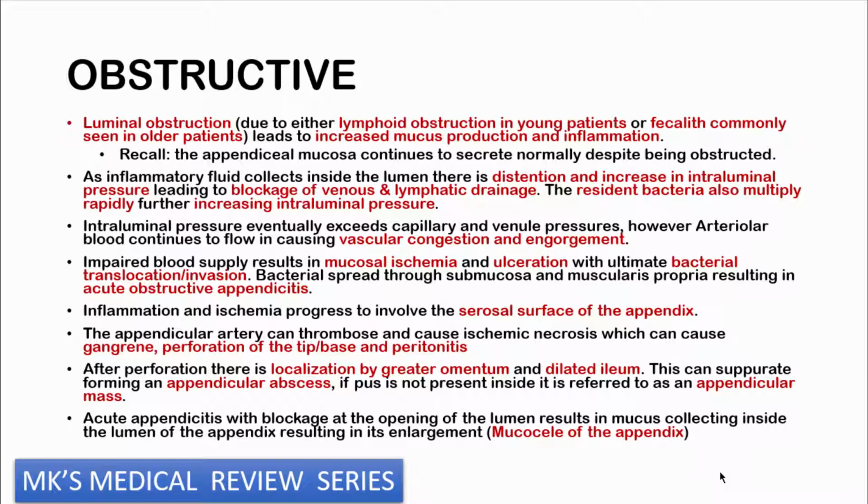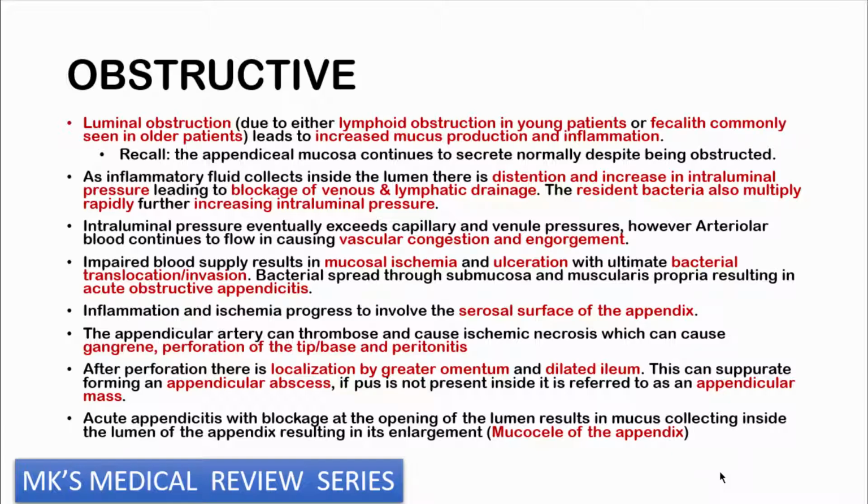And once the appendix is perforated, it means all the gut contents are going to be spilling into the peritoneum, and they can irritate the peritoneum, leading to a peritonitis. And then after the perforation has happened, sometimes you may have localization by the greater omentum. Remember that the omentum is the police of the abdomen. So whenever there's a leak somewhere, the omentum will come and cover up that leak and confine that leak. So it's going to be some localization by the greater omentum as well as the dilated ileum.